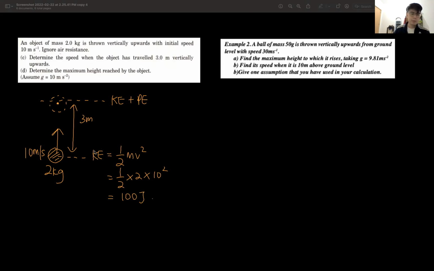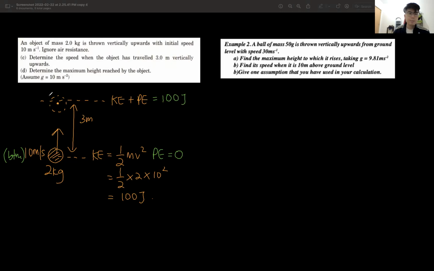Okay, 100 joule. So at this position, the PE is 0, correct? At the bottom. Yeah, PE is 0. So that means KE is the total. 100 is the total energy of the ball. Okay, so that means you know that over here also must be 100 because of conservation of energy. Here total is 100, here total must be 100. So then how do you know the KE here?